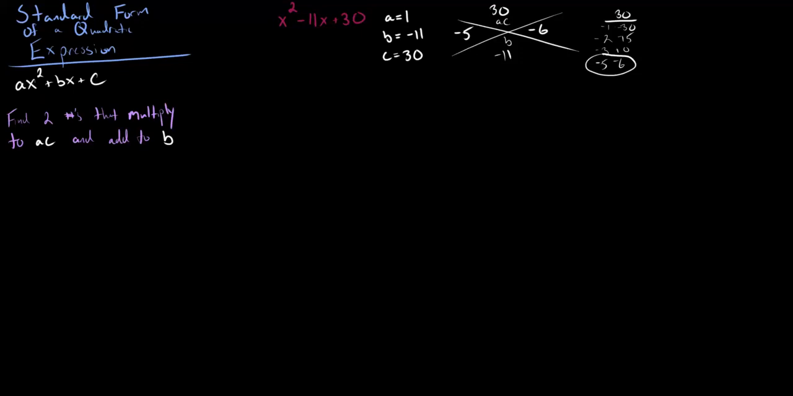All right, so we bring down our first term, bring down our last term, and we split the middle using those two numbers. Okay, and remember, it doesn't matter in what order you have these two. You can have negative 6x and then negative 5x, or you can have it just like this. It doesn't technically matter, okay? But now what we do does matter.